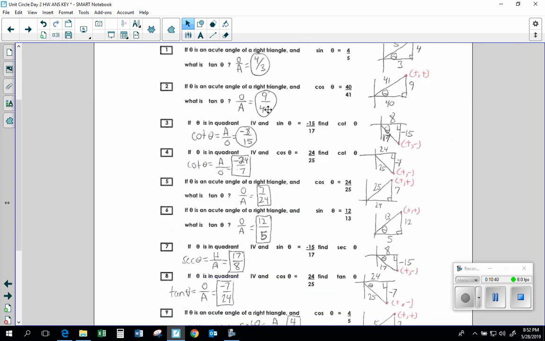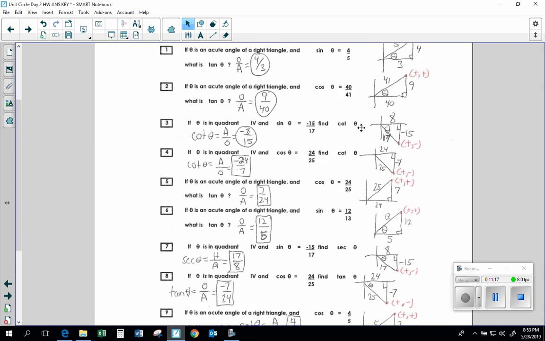Okay, now let's say we go down to here, number 3. It says in quadrant 4, so it tells me what quadrant it's in. So I draw my x and y axis, draw a triangle in quadrant 4, put my theta right here between the terminal side and the x-axis, also called the hypotenuse and the x-axis. Theta is always here. It's never between the terminal side and the y-axis ever. It's always right here. It's got to touch the x-axis.